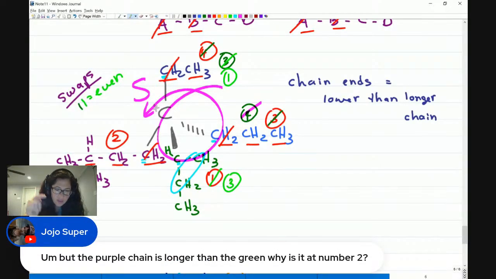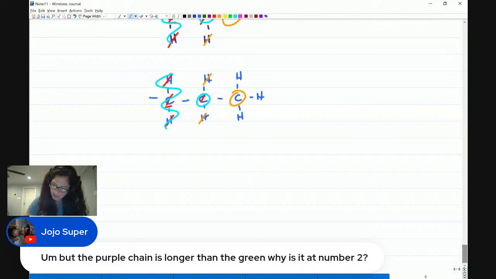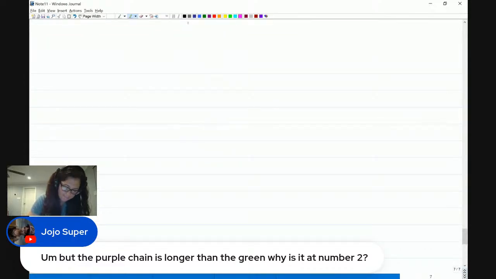Very good question. The purple chain is longer than the green chain. So why is the purple chain lower in priority? I'm so glad you asked. Let's take a look at green, branched, 4 carbons, and purple, branched at the end. Let me draw them out in detail.